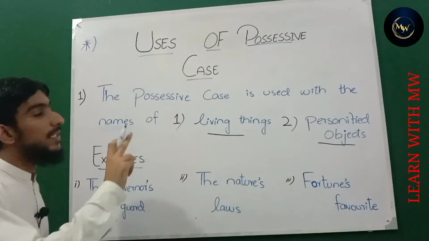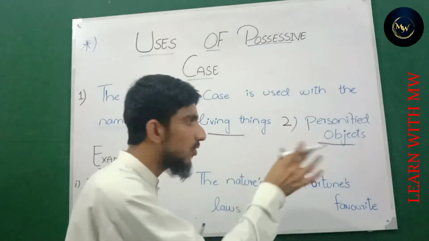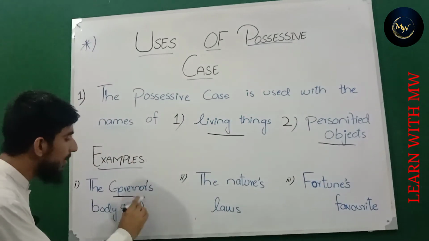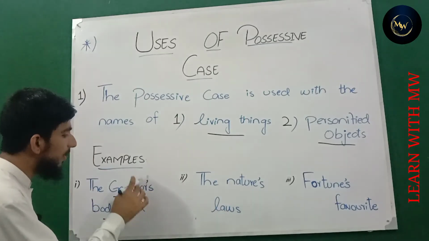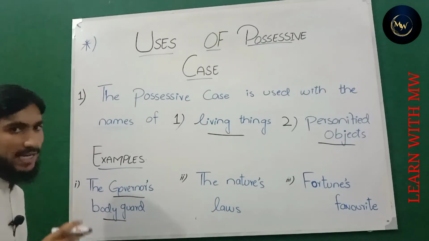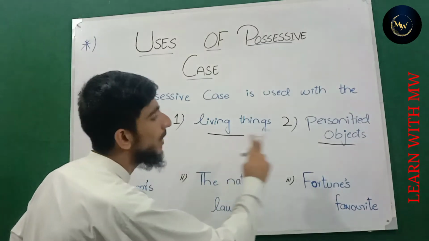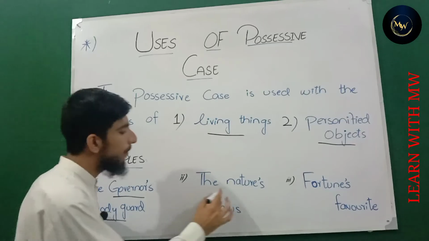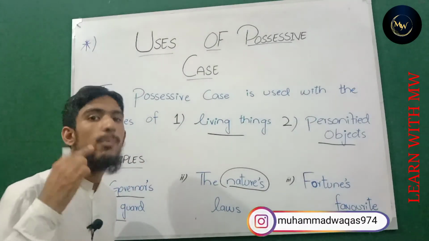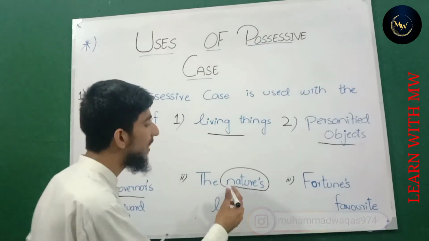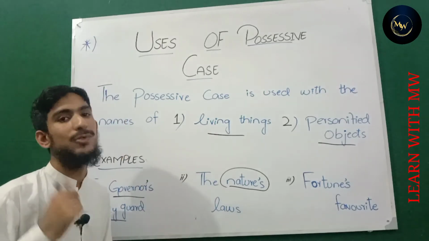So the possessive case is used with the names of living things and also with the names of personified objects. For example, the governor's bodyguard. Governor is a living thing, so we just add apostrophe s. Also the possessive case is used with the names of personified objects. For example, nature's laws. Nature is a non-living thing, but here we personify it as a living creature, so the possessive case is used with nature.